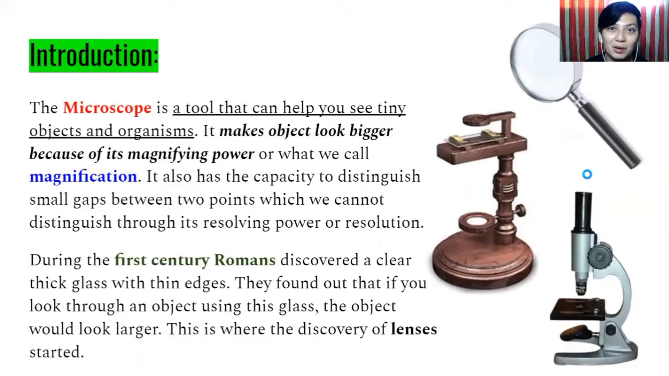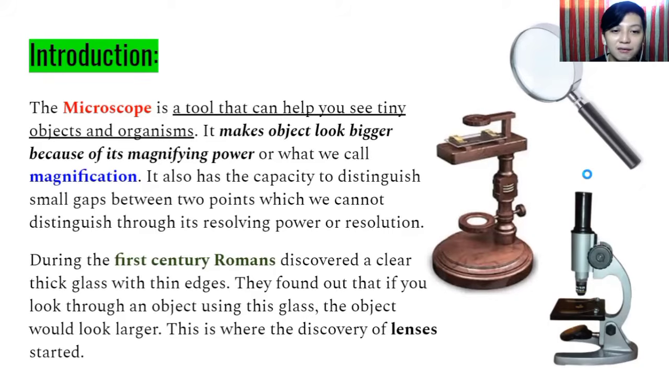So meaning to say, when we are talking about magnification, class, napapalaki nito yung bagay na maliliit. Okay? It also helps us to see, with its resolving power or resolution, the capacity to distinguish small gaps between 2 points which we cannot distinguish otherwise. So pwede natin makita dito, for example, yung nucleus ng cell, yung cell membrane ng cell, and then yung cytoplasm ng cell which we cannot see without the use of microscope. Pero kapag gamit natin ng microscope, kitang-kita natin yung mga bagay na yon.